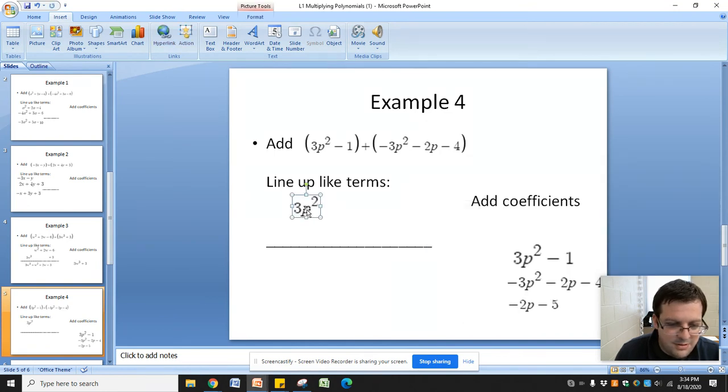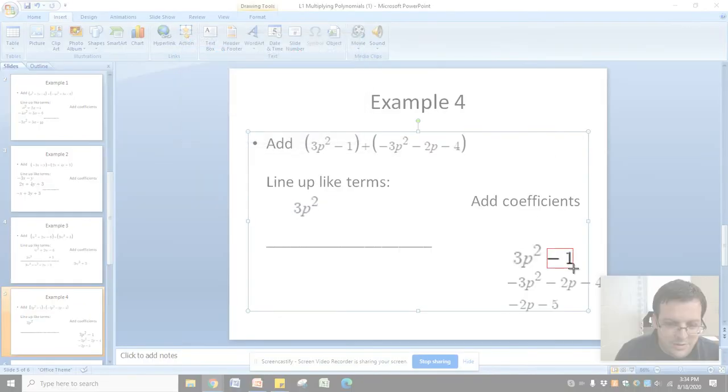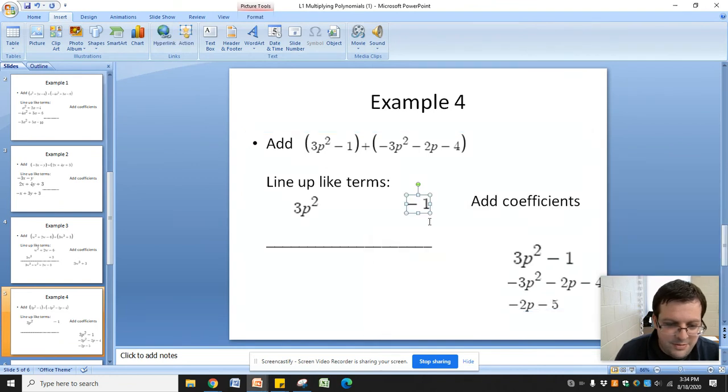I'll have my 3p squared right here, and I'll put the -1 part at the end. Again, I have to do all this on a computer, but you guys can do this much easier on paper or something like that. So we have that spacing there for us. We're then going to move in our other terms like so. And I'll just adjust this over.